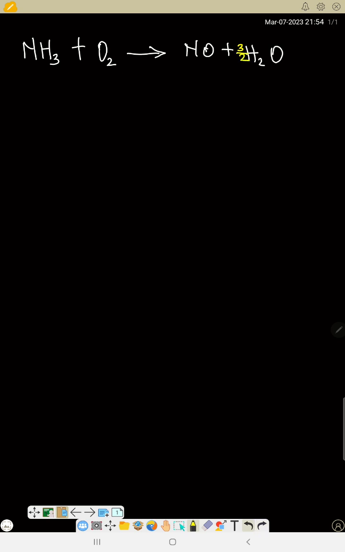here. So if I put 3/2 there, 3/2 times 2, because this 3/2 will multiply these 2, you will see that it's 3. So that means 3/2 there, it means that hydrogen is 3. And hydrogen is also 3 on the other side.